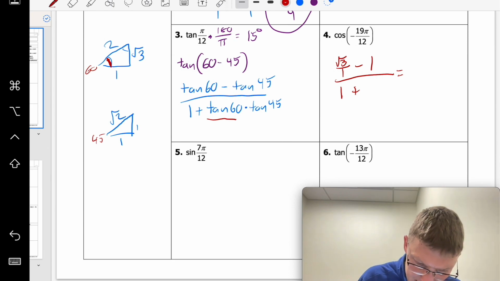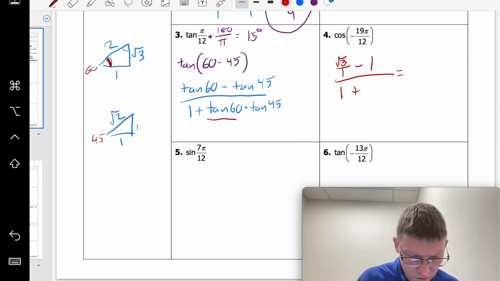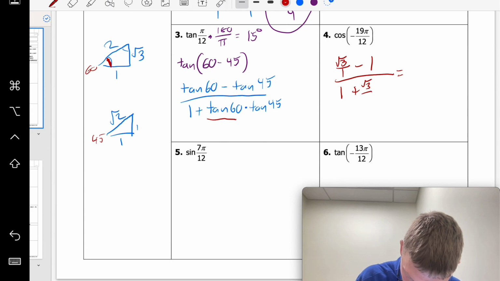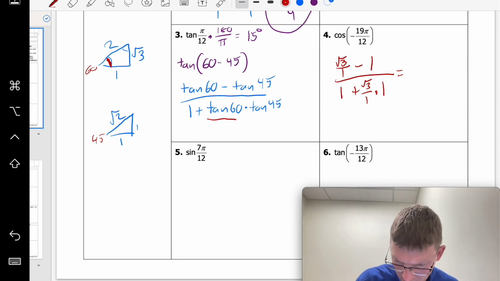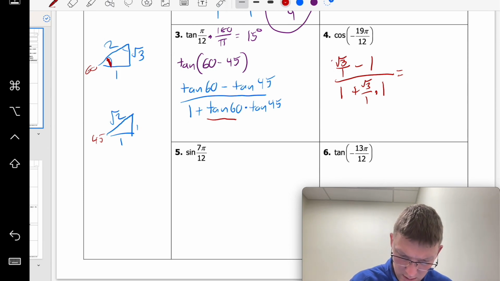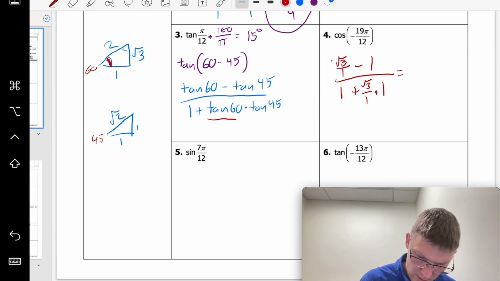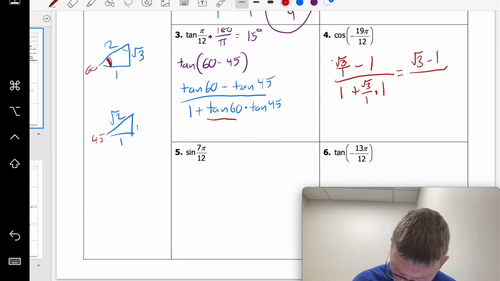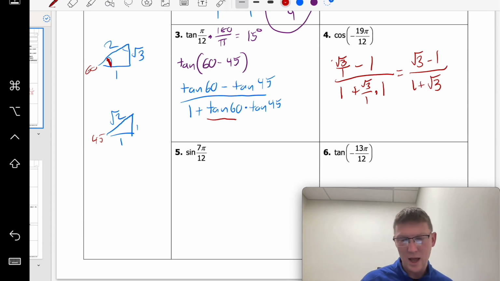so tangent of 60 is square root of 3 over 1, and then times tangent of 45, which is 1. So now we have square root of 3 over 1, we're right here. Square root of 3 over 1 is just square root of 3. So we got square root of 3 minus 1 over 1 plus square root of 3. Okay, so we can't have the square root of 3 in the bottom. So we are going to have to multiply by the conjugate.